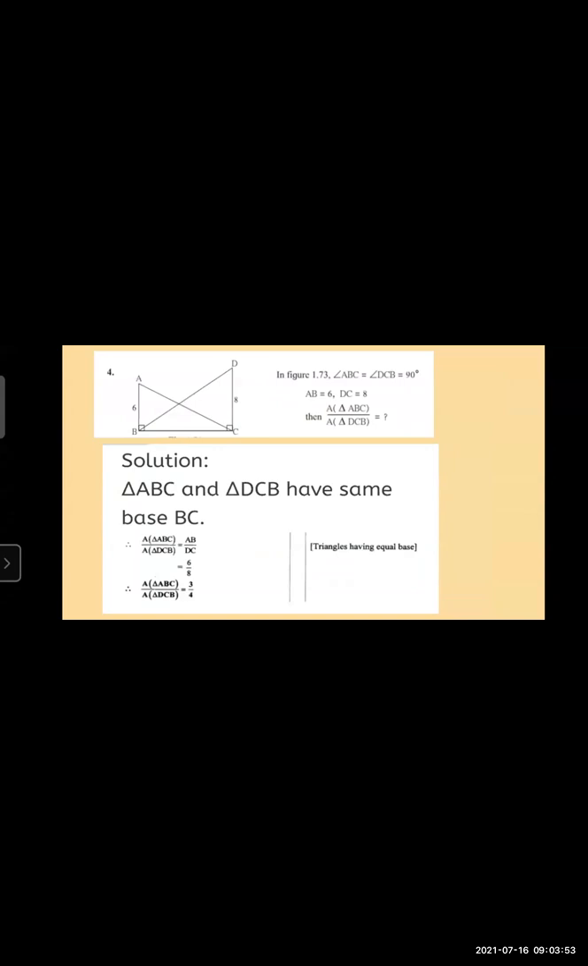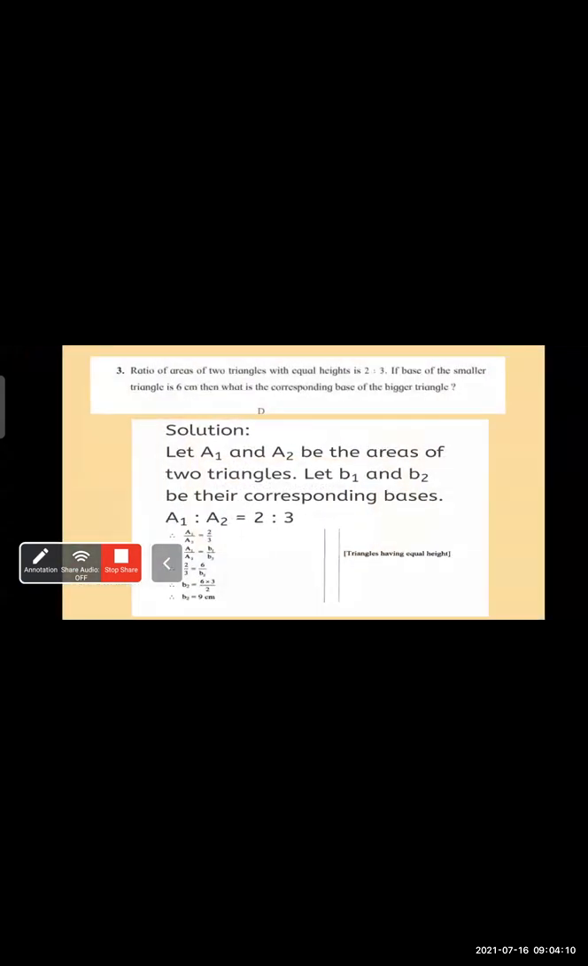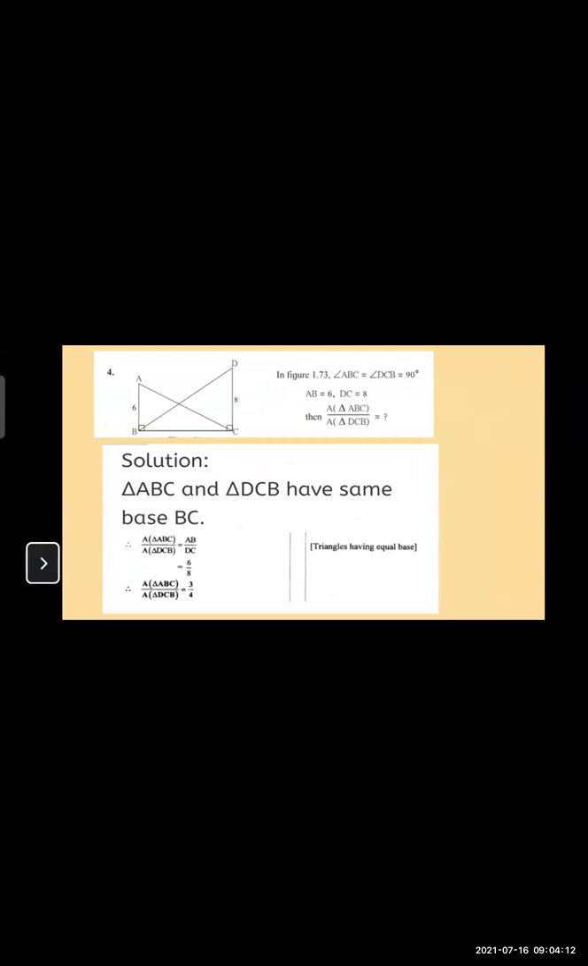Okay. Now, fourth question. In figure 1.73, angle ABC is equal to angle DCB is equal to 90. AB is 6 and DC is 8. So in this case, they have common base. Means base is common. So if base is common, then we find the ratio by using the formula H1 by H2. So in this case, AB is H1 and DC is H2. So we find the ratio AB by DC. AB is 6 and DC is 8. Cancel, both divided by 2. So 2 3s are 6 and 2 4s are 8. So ratio is equal to 3/4.